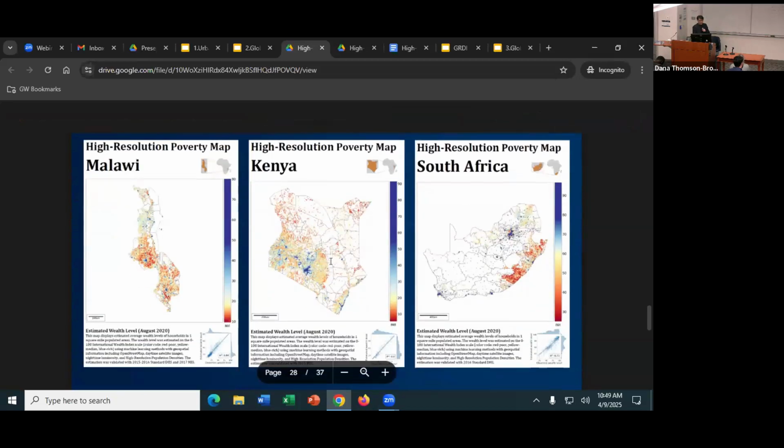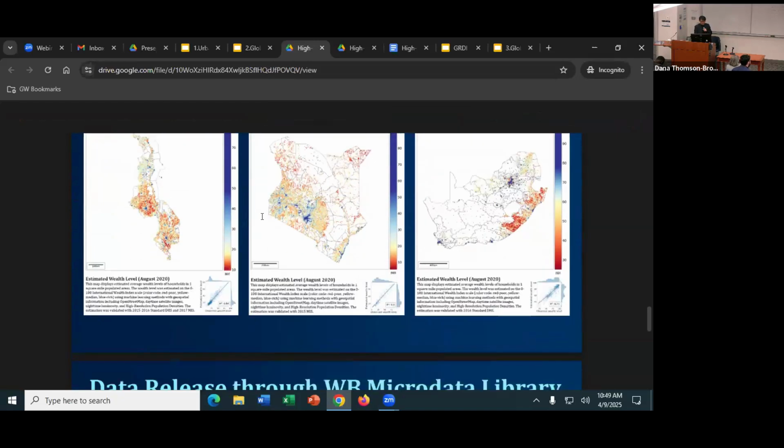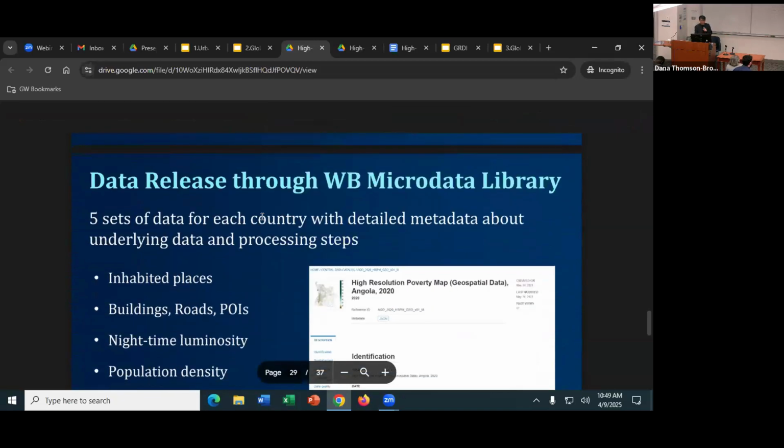I published this map and I released the data through Harvard Dataverse, not the World Bank Microdata Library.